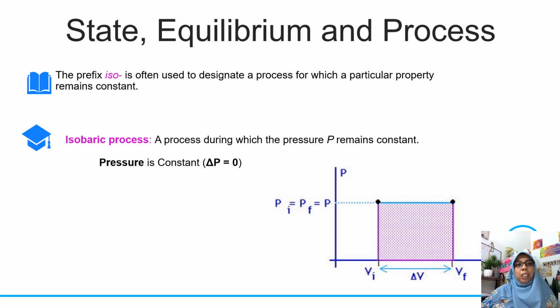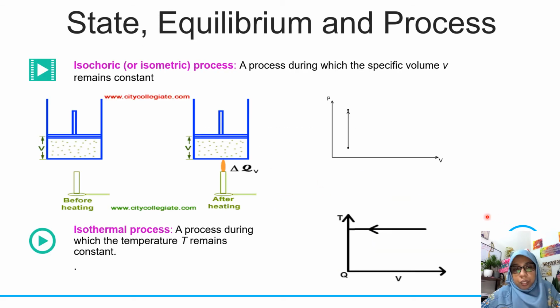Okay, this is the definition for the ISO. The prefix ISO is used to designate a process in which a particular property remains constant. Okay, that's why bila ada ISO je mesti ada property yang constant. So the first one is the isobaric. As I mentioned previously, the constant is the pressure. So pressure at state 1 is equal to the pressure at the second state. That's why the delta P is equal to 0.